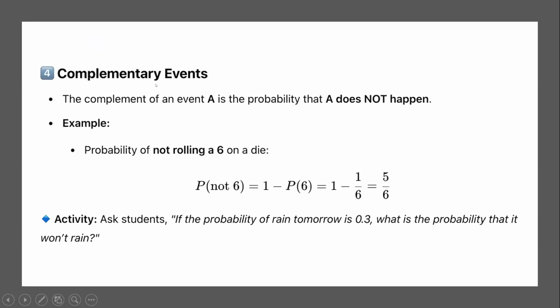Okay, cool. So let's move to the next part, that was the complementary event. This was the simplest one, right? The complement of an event is the probability that A does not happen, right? It is nothing but, because you know the max probability is one.